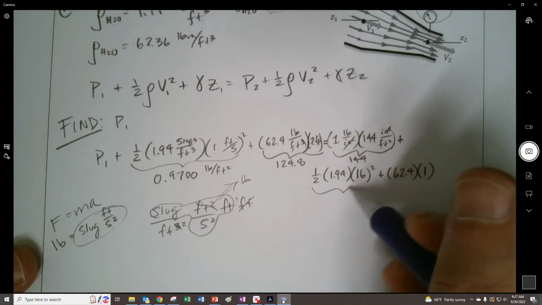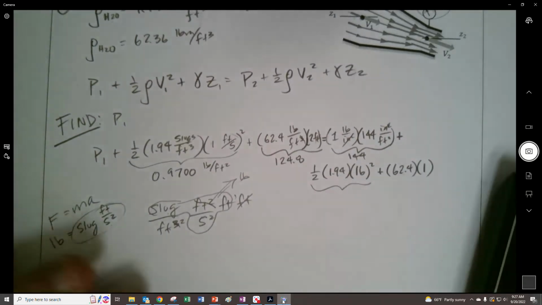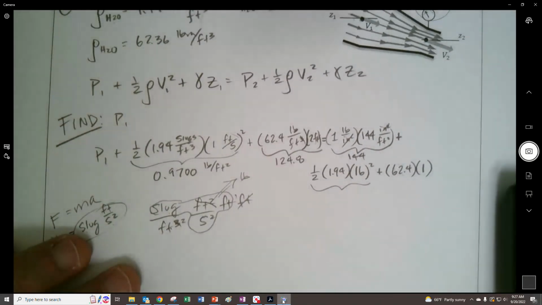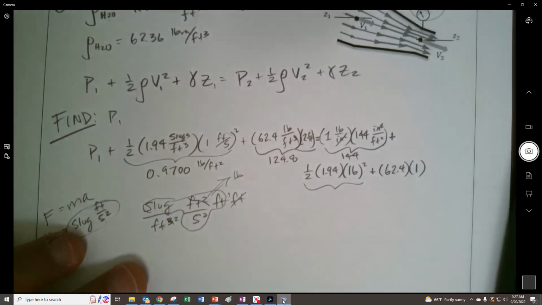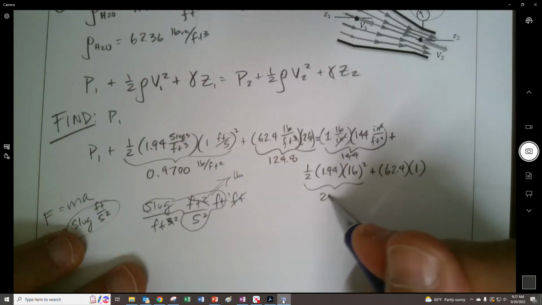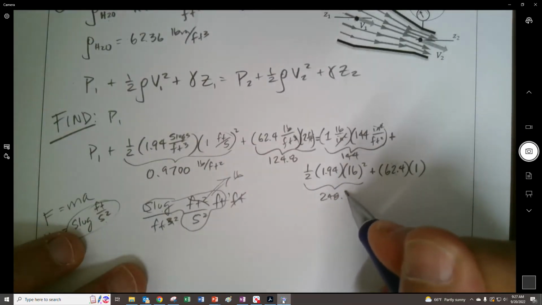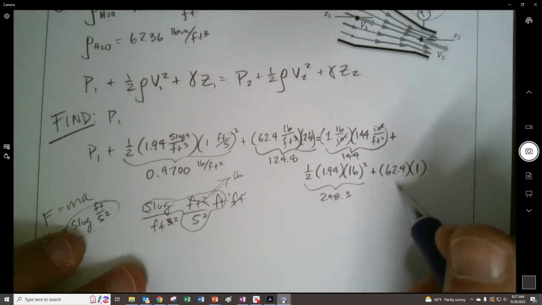You can see that this right here is going to be probably one of the largest numbers that are right here. And so it's 16 squared times 1.94 divided by 2. So we have 248.3. And then lastly, obviously 62.4.